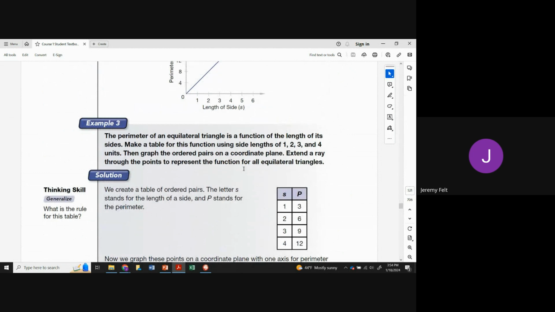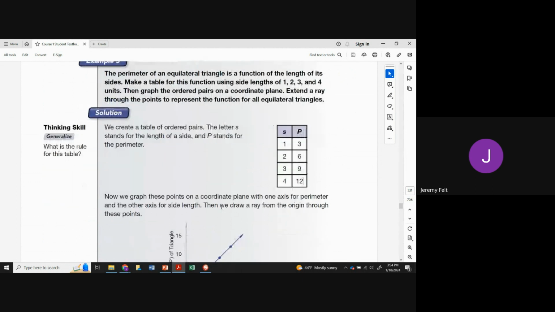Example 3: the perimeter of an equilateral triangle is a function of the length of its sides. Make a table for the function using the side lengths 1, 2, 3, 4. So equilateral, all sides are the same. If the side is 1, our input, the output is 3. So 1 times 3 is 3. 2 times 3 is 6. 3 times 3 is 9. 4 times 3 is 12. That's our input and our output.